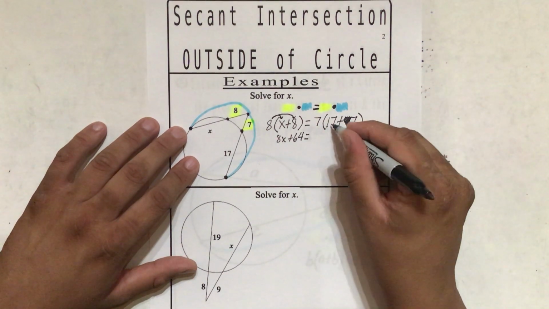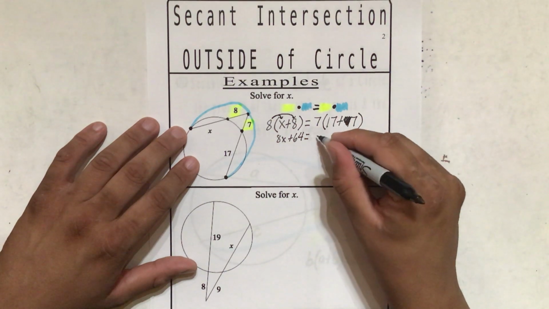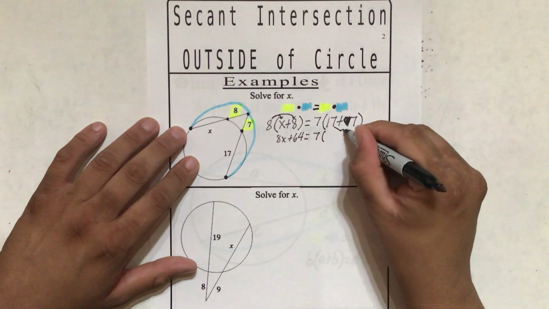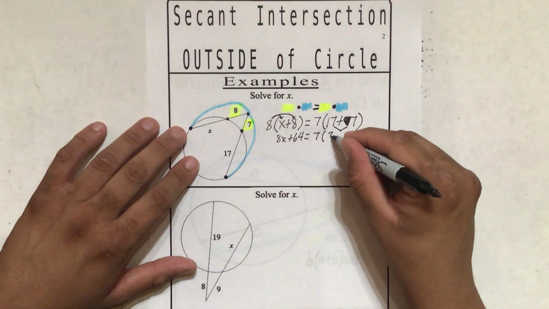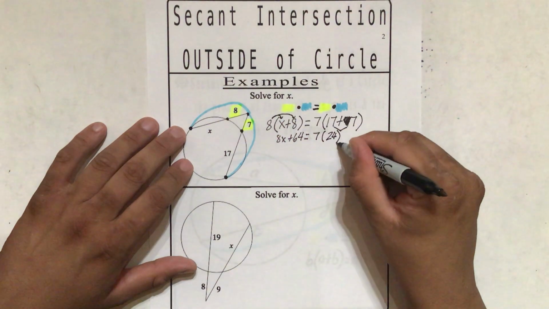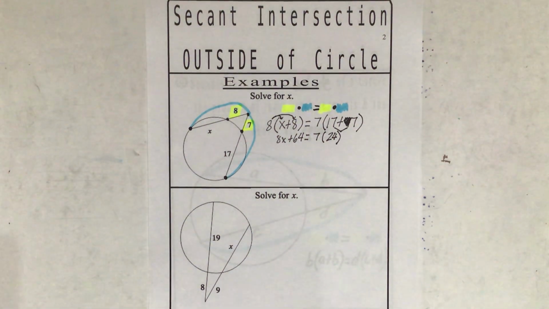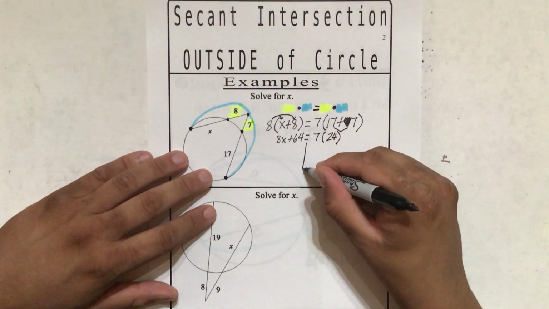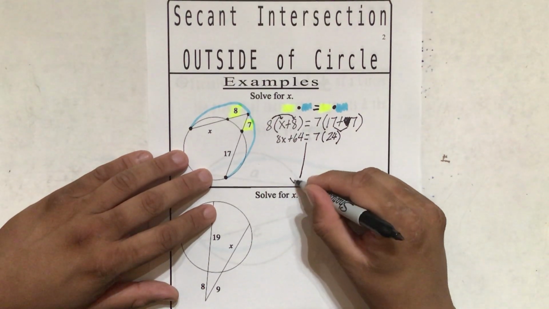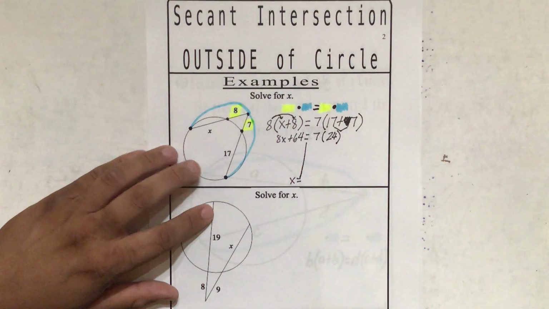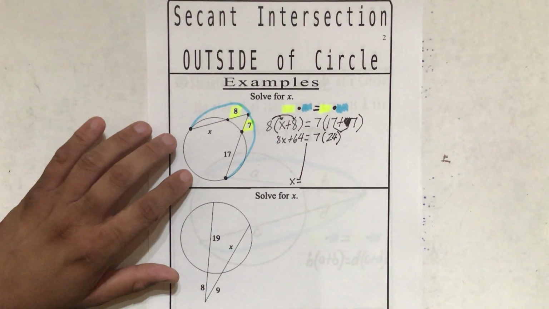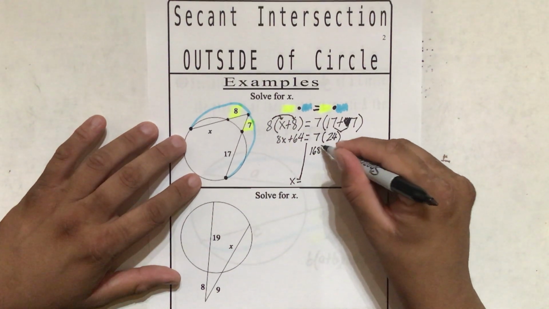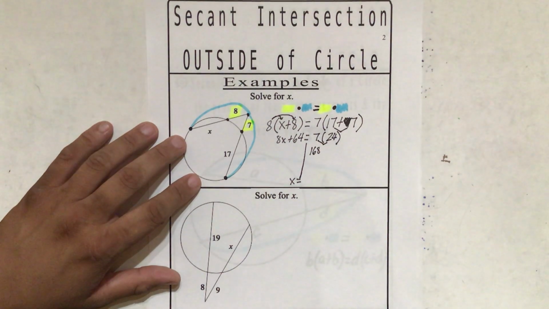Equals 17 plus 7. I can add inside the parentheses, so I'm going to add these two. 17 plus 7 is 24. And I'm going to draw my line of separation here, and in the end, I want to solve for x. X equals, so 7 times 24 is 168.